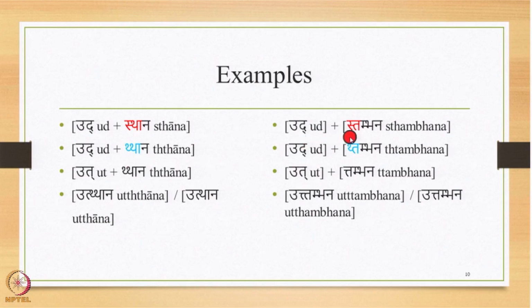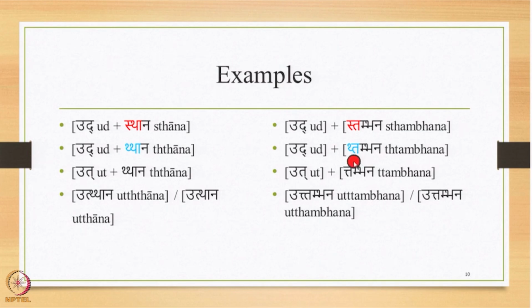We arrive at this particular conclusion with the help of the paribhasha adeh parasya, which we discussed earlier as well while deriving utthana. So this gets substituted by the homogeneous of this the, which is th. So we have ud plus th tambhana as the next step in the derivation process.